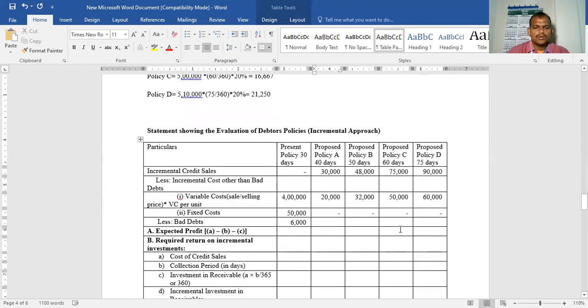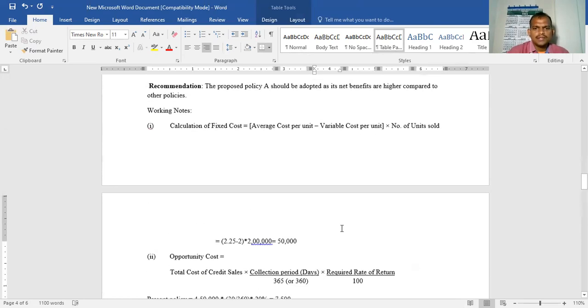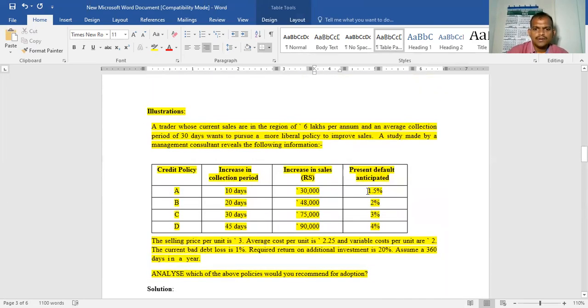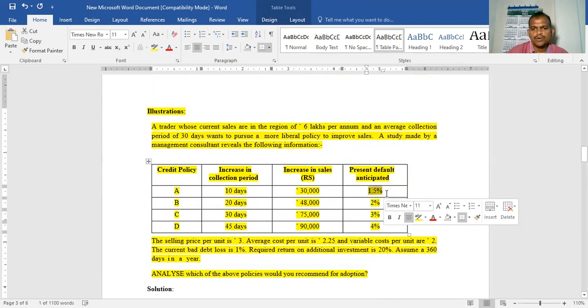And coming to bad debts, the percentage is given in the table itself, 1.5 percentage.